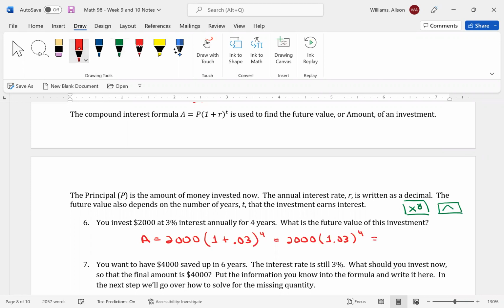1.03 to the fourth is 1.125508881 on my calculator. But I still have to multiply that answer by 2,000. So I'm actually going to do it all at once. I'm not going to write that decimal down. I'm going to take what's in my calculator and hit times 2,000, and I get 2251.02, rounding to the hundredths place.